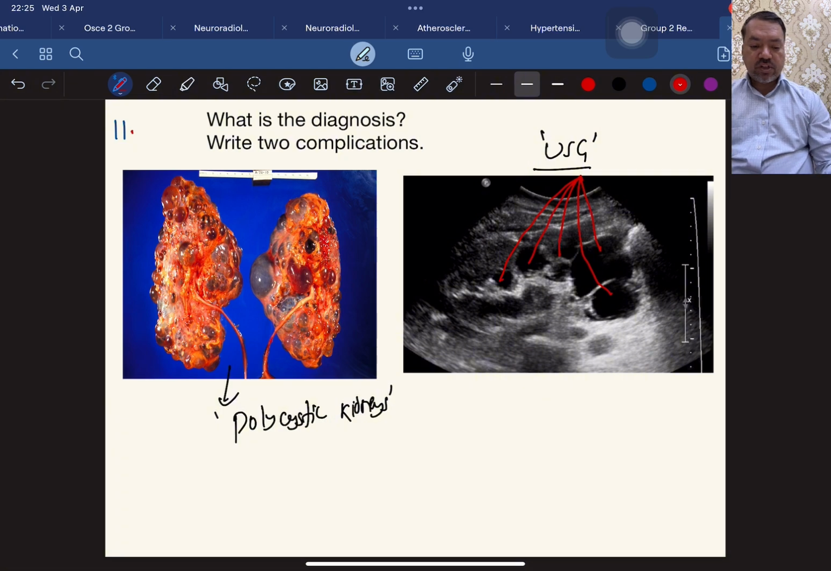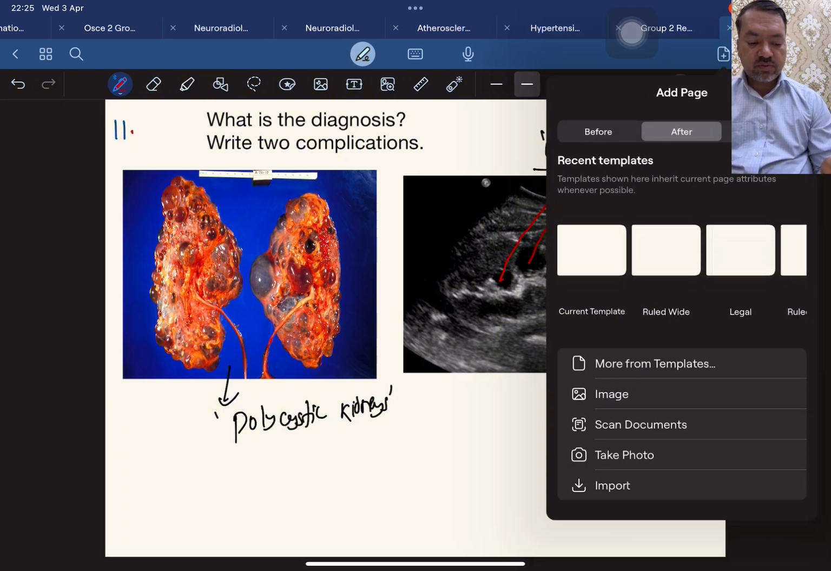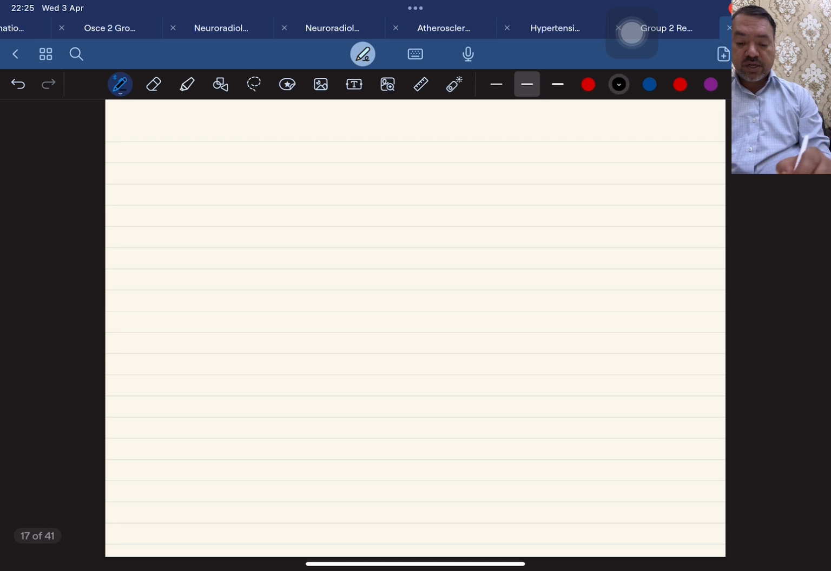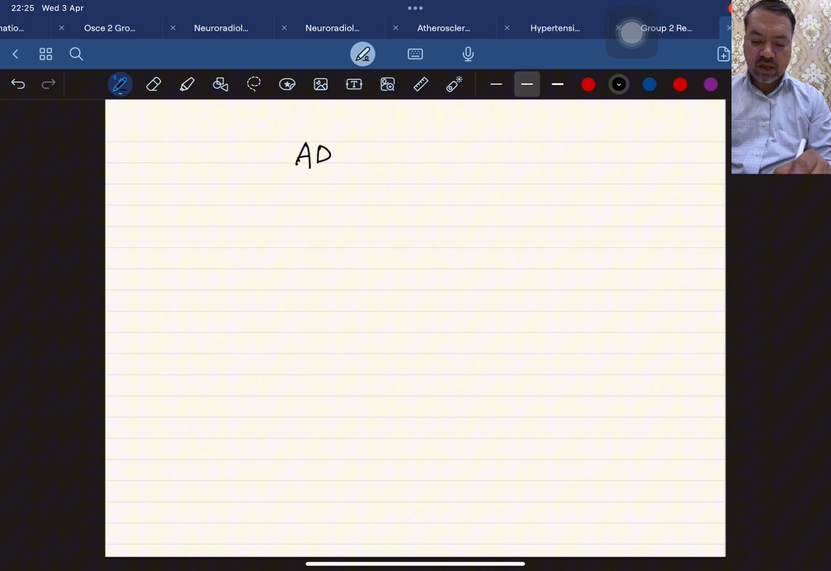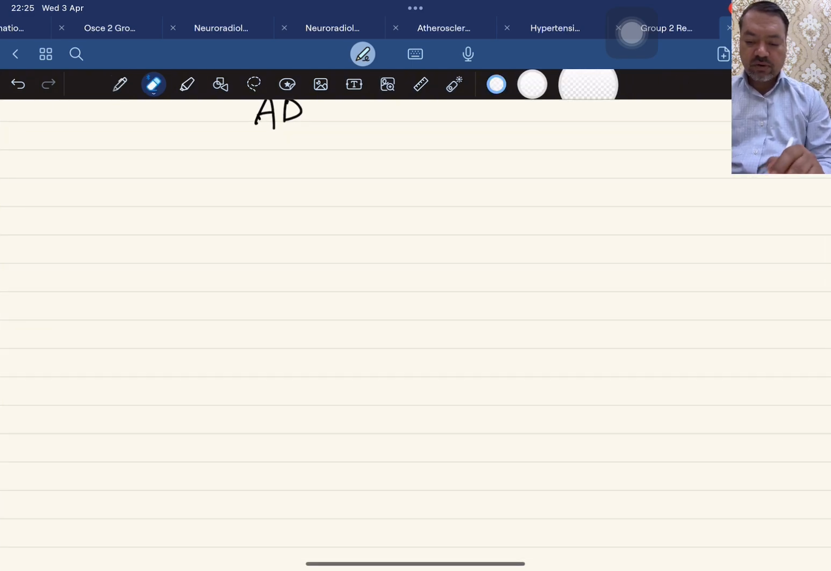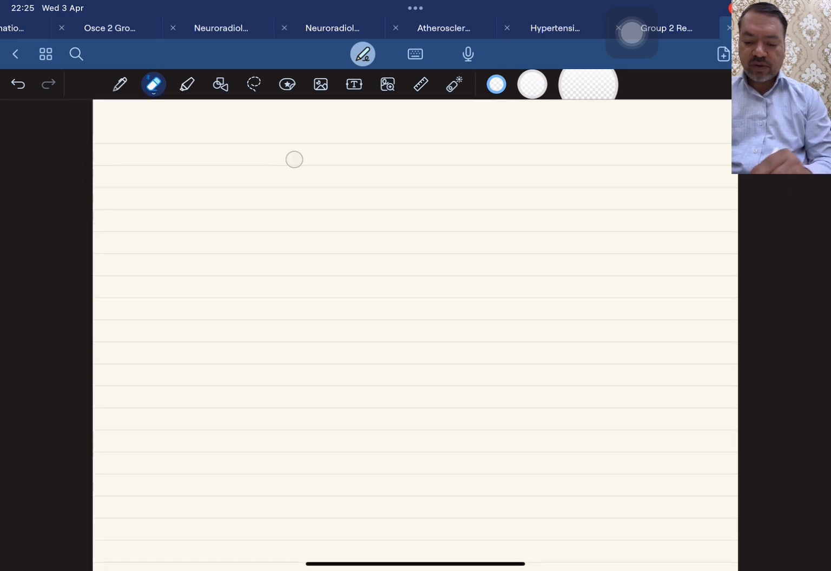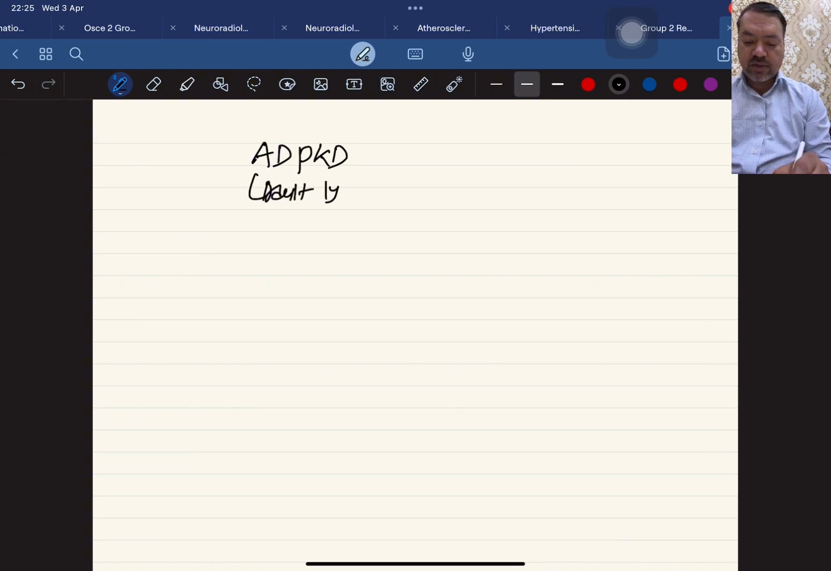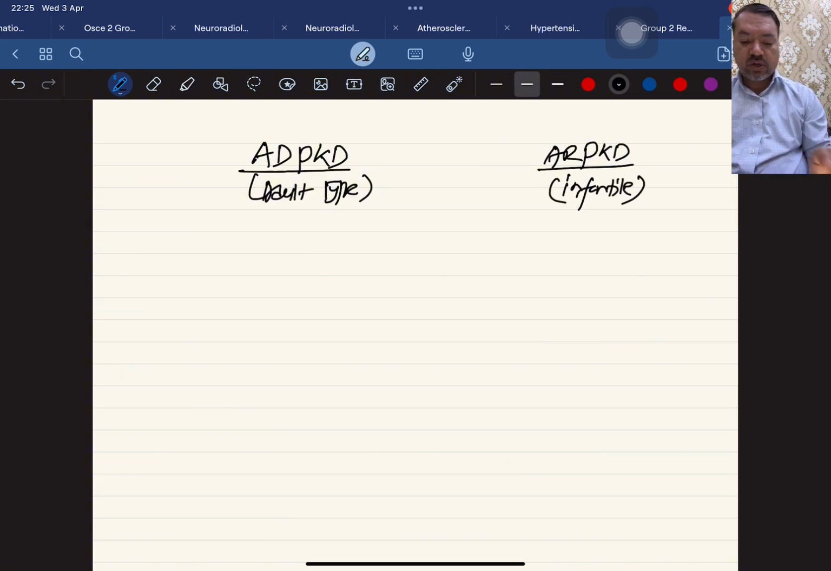So this is called polycystic kidney disease. Now a little bit of information regarding polycystic kidney disease. What type of condition is this? Polycystic kidney disease is of two types. Adult polycystic kidney disease, which we call autosomal dominant polycystic kidney disease. It is the adult type. And autosomal recessive polycystic kidney disease. This is the infantile type, which occurs in a child.